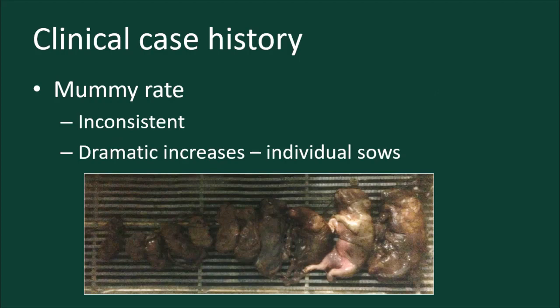The mummies, this is a photo of one of the index cases. Again, as has been described by others, the mummy rate is very inconsistent, but most often you see it associated with dramatic increases, particularly in individual sows. And you see this multi-phase fetal death, with varying crown to rump length in the fetuses.